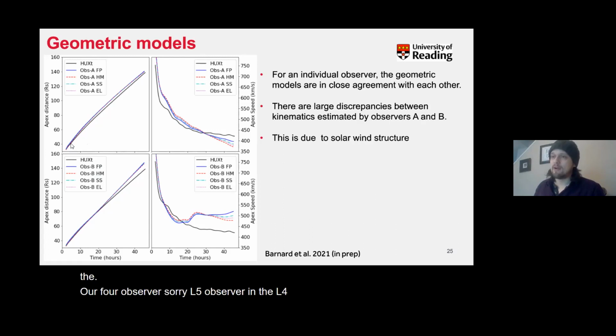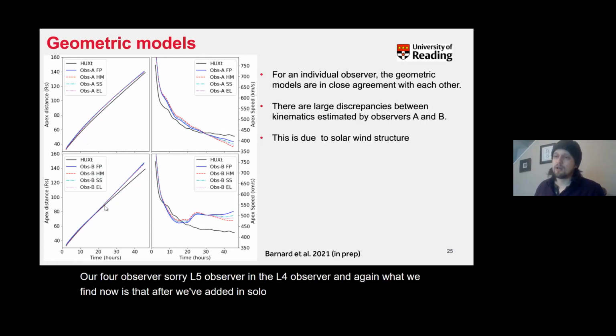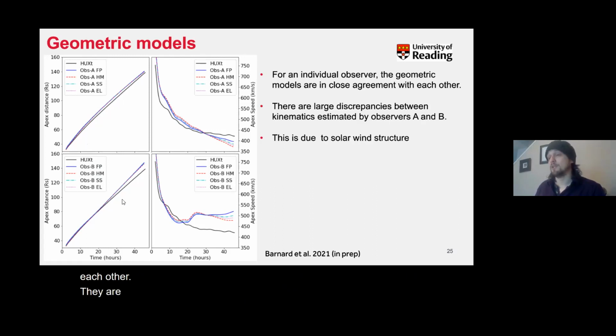And again, what we find now is that after we've added in solar wind structure, although the kinematics profiles of each geometric model are pretty much degenerate with each other, they are systematically different for different observers. And you get this weird, seemingly unphysical lift up in the speed for the L4 observer.